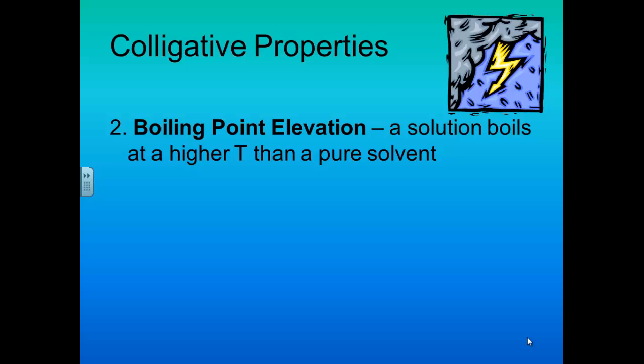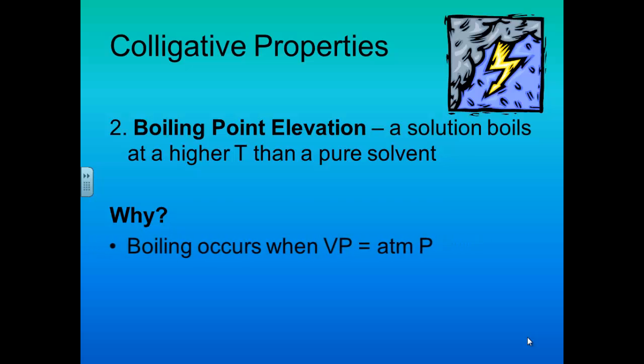Property number 2, called boiling point elevation. This property says that a solution will boil at a higher temperature than a pure solvent. So why does that happen? We should remember, it's kind of a good review for your final.